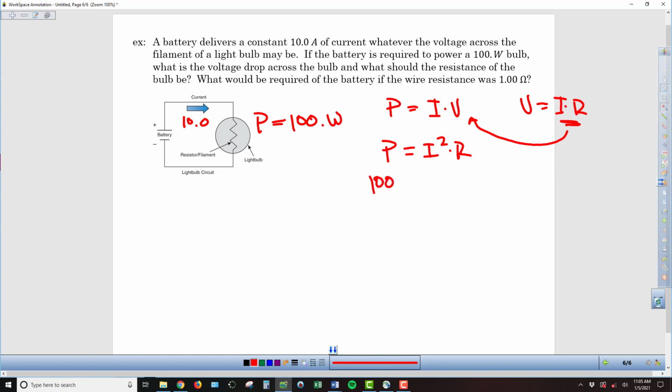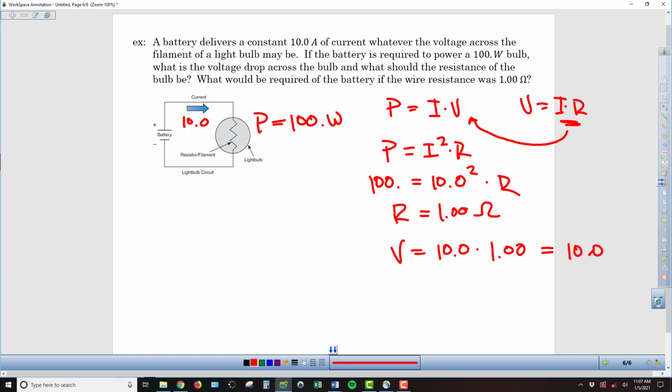So I've got my 100 watts is equal to my constant of 10 amps squared, my current, times the resistance. So I think we can see where this is headed. 10 squared is 100. If I divide both sides by 100, we end up with a resistance of 1 ohm. And so then with that, we can calculate what the voltage across the bulb is. So if we know we have a current of 10 amps times a resistance of 1 ohm, we end up with a voltage of 10 volts. And so that, under these circumstances, is going to be the same as being provided by the battery, since our only load is that light bulb.